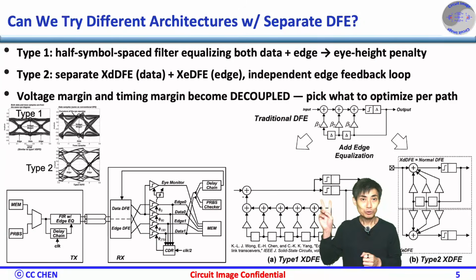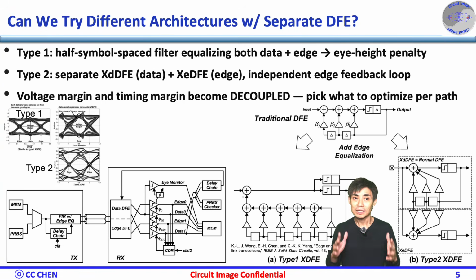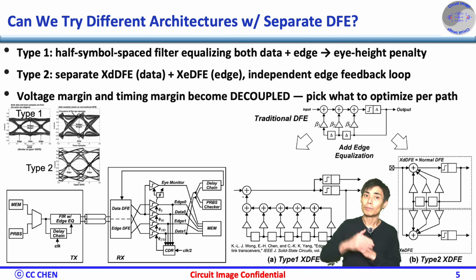The paper compares two receiver DFE architectures. Type 1 uses half-symbol-spaced DFE to equalize both data and edge. This sounds simple, but it creates a trade-off. The best tap setting for the data sample is not always the best tap setting for the edge sample. So if we force one equalizer to do both jobs, we may lose data eye height. This is similar to the TX FFE trade-off. We improve timing margin, but we can pay voltage margin.